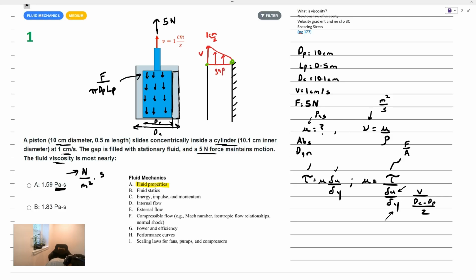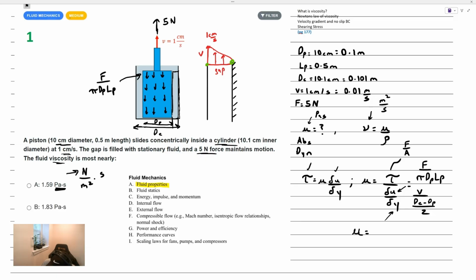So now that we have everything that we need to be able to plug in here, force divided by pi d sub p L sub p, we should be able to find exactly what we need. So let's go ahead and plug in some of these numbers. Just to quickly be consistent with some of these units, I'm going to convert all of the centimeters to meters here. And this one would be 0.01 meter per second.